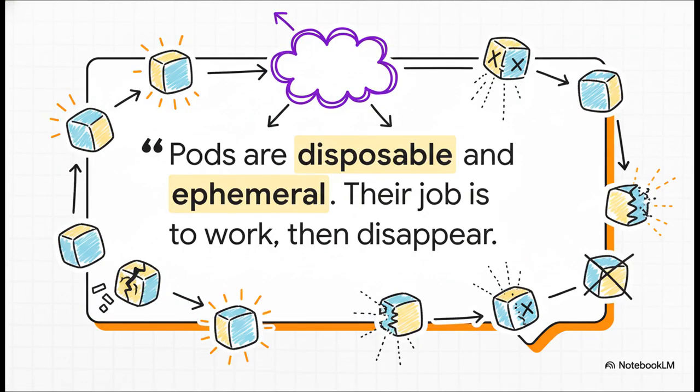And you have to think of pods as totally temporary, completely disposable. They're like little interns. They get created, they do their job, and if something goes wrong or their job is just done, Kubernetes gets rid of them and just makes a new one. They are not meant to stick around forever.